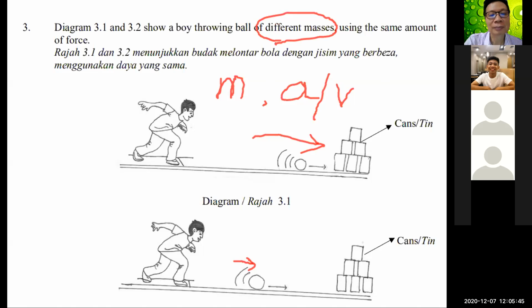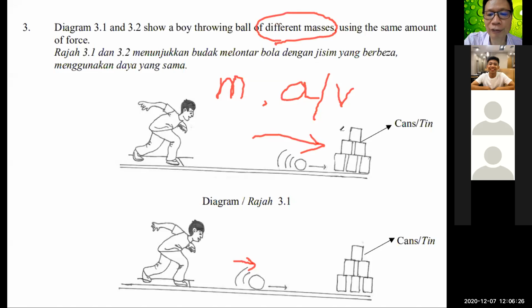Okay, come listen here. Another answer, let me check first. Actually now both can. You can do mass and acceleration. You can do mass and velocity or speed. Both can. Mass and acceleration, mass and velocity.